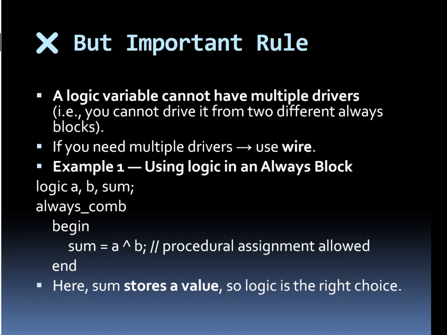In logic, a type cannot be driven by two different always blocks or by any two or more multiple drivers. Now let's see one example. Example 1. Here we have used logic in an always block and it is a procedural assignment. We know always_comb, though we have not gone through it yet, is a procedural construct.